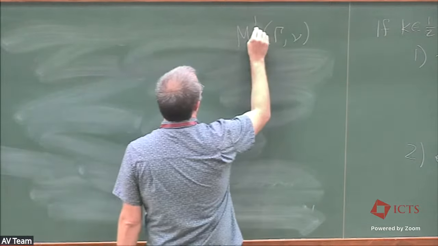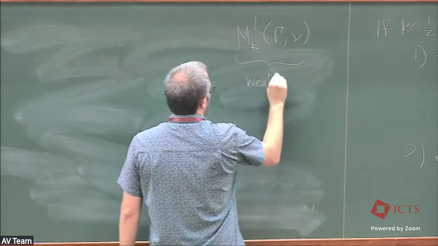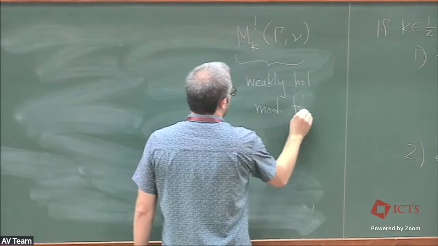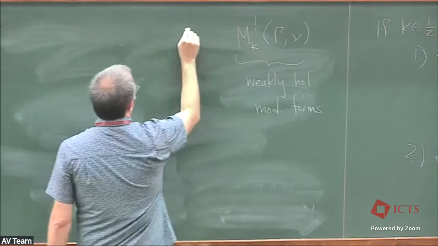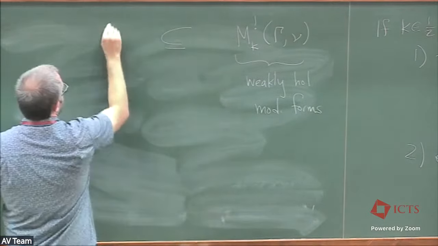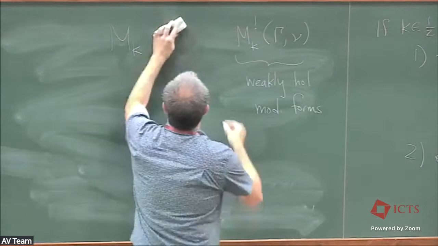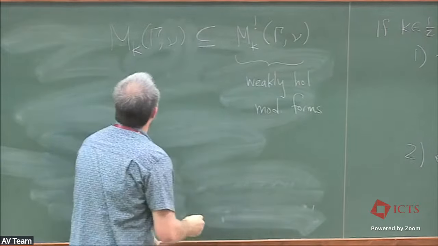So this is the space of weakly holomorphic modular forms. And then sitting inside here is the space of, oh wow, I just really did not give myself enough room on that. It's a huge thing there. Is the space of modular forms.